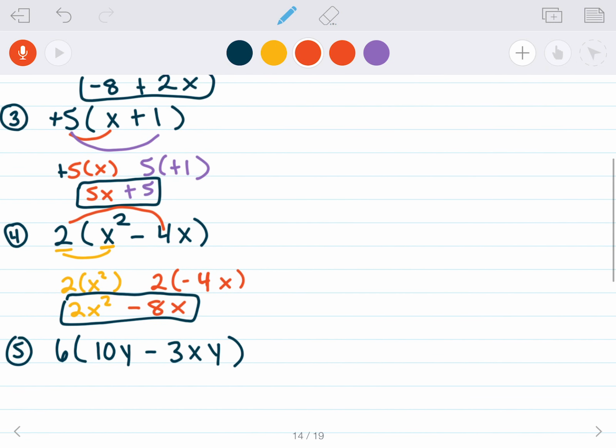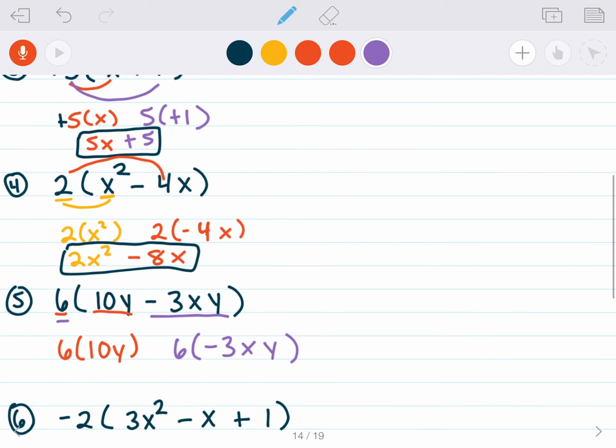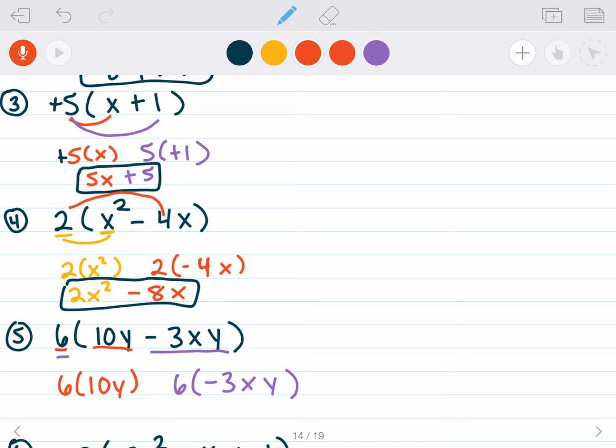Okay. All right, so here we have 6 times 10y, and then we have 6 times negative 3xy. Fair enough. Okay, so 6 times 10y is a 60y. Then we have 6 times negative 3xy. Again, 6 times negative 3 is all we're worried about here. Everything's stuck together. So 6 times negative 3 is a negative 18, followed by xy.